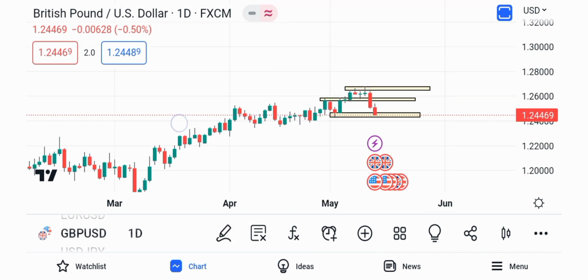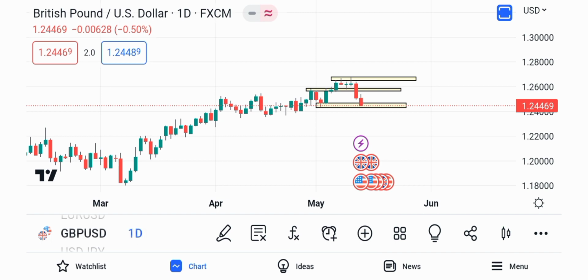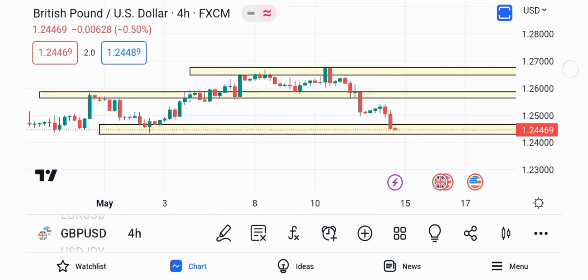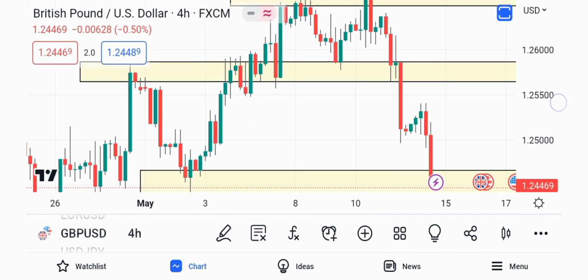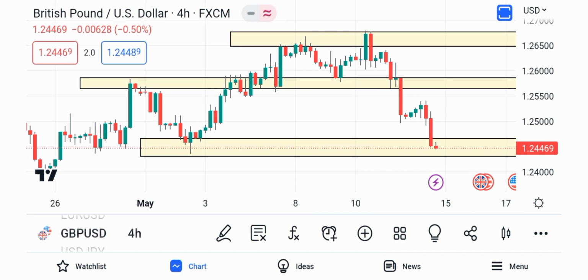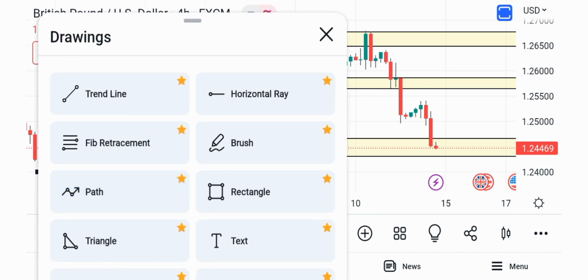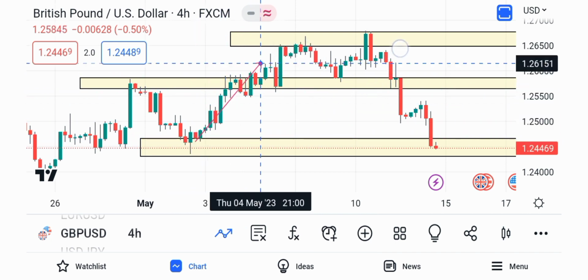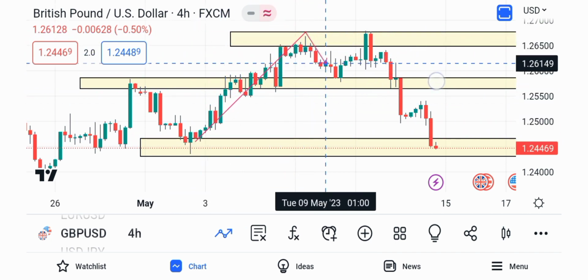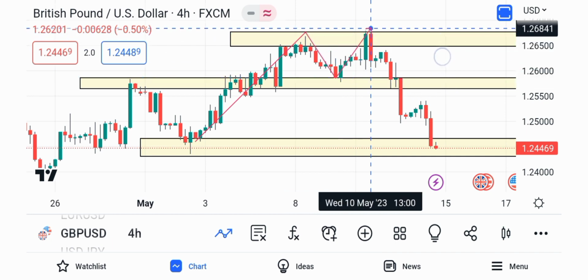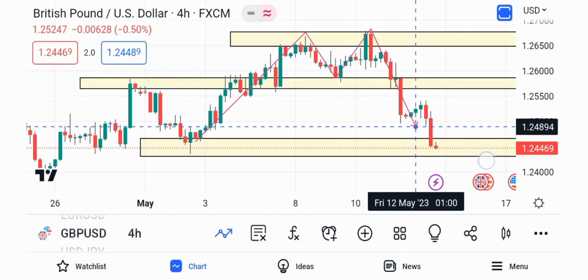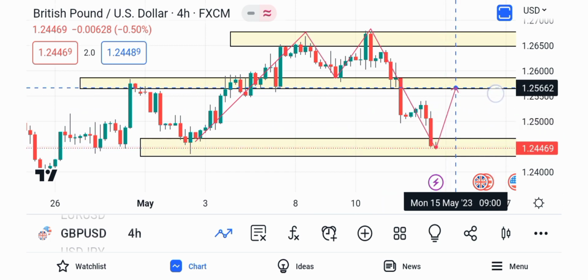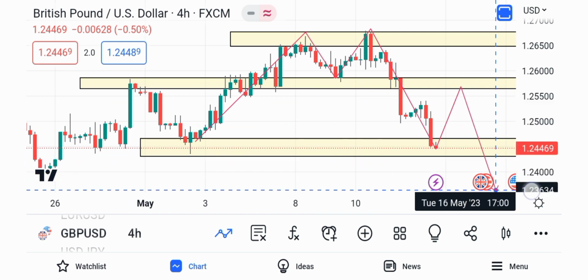Now let's move to the 4-hour time frame. On the 4-hour time frame, we can see that price made a double top at this point, went upwards, then made a double top at this particular point, then broke the neckline of the double top. So it's likely that price will come and retest this neckline, then continue downwards.